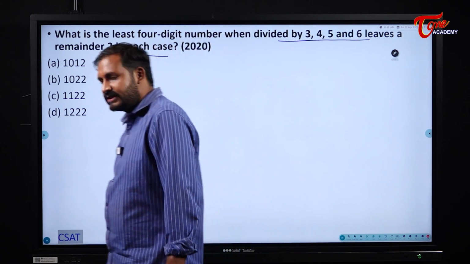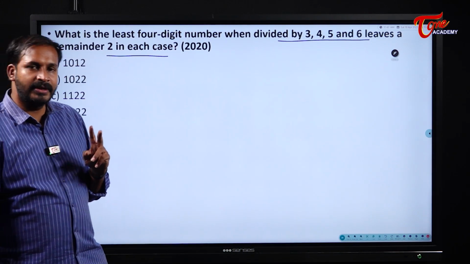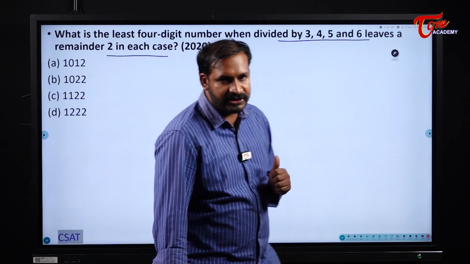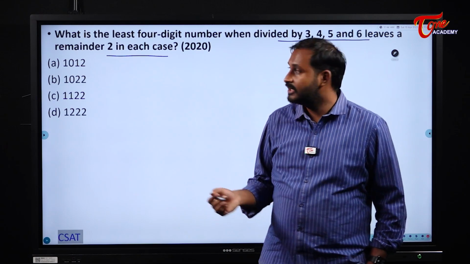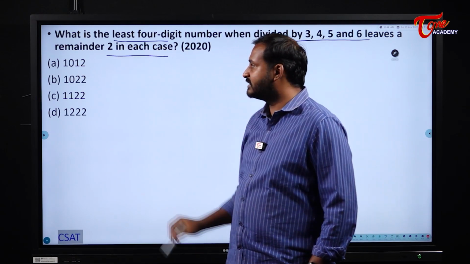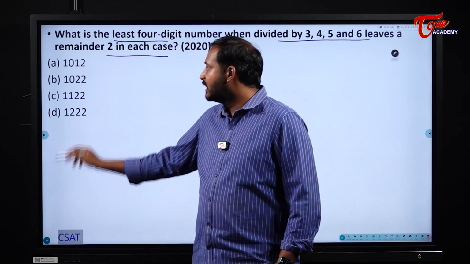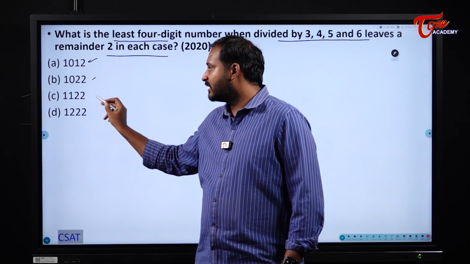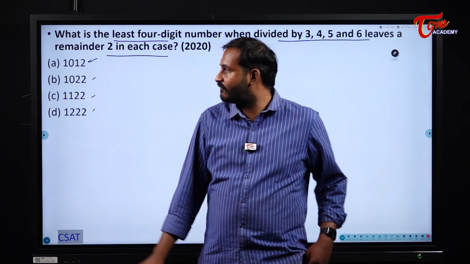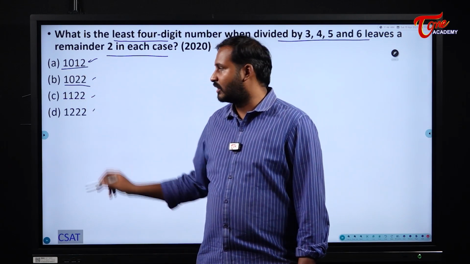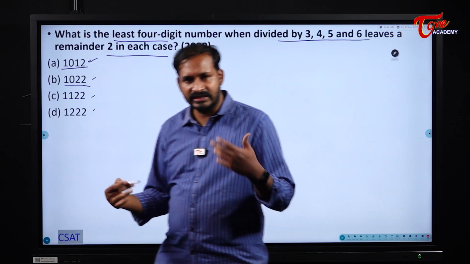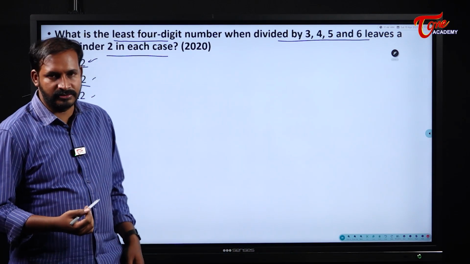See here students, we can do this problem in 2 ways. The first one is option verification. You need to verify the options, and how will you verify? What is the question? They ask for the least 4-digit number, right? So always verify from the least option, because that is the least 4-digit number. So first verify 1012, then verify 1022 and so on. First we will see the option verification, and then we will go to the general method.